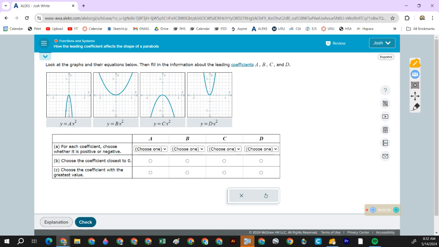So choose whether each is positive or negative. So the first one is negative, and then positive, and then negative, and then positive. And choose the coefficient that is closest to 0. So that will be the shortest parabola, whether it's positive or negative, which is going to appear wide. So which parabola is the shortest? And that would be the B parabola. And choose the coefficient with the greatest value. That will be the tallest positive parabola. So that's going to be D.